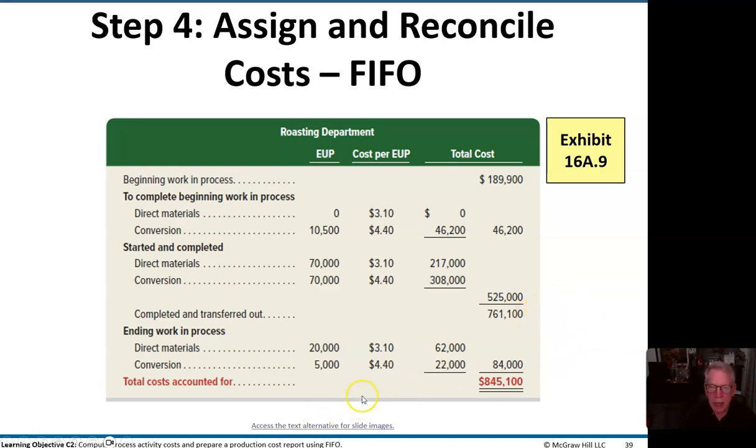And then completed and transferred out would be a total of $761,100. And then we are going to add in addition the ending work in process here of 20,000 and 5,000 times the cost per equivalent unit of production gives me another 84,000. And if it's done right, added to beginning work in process, we can account for 845,100 in our reconciliation.